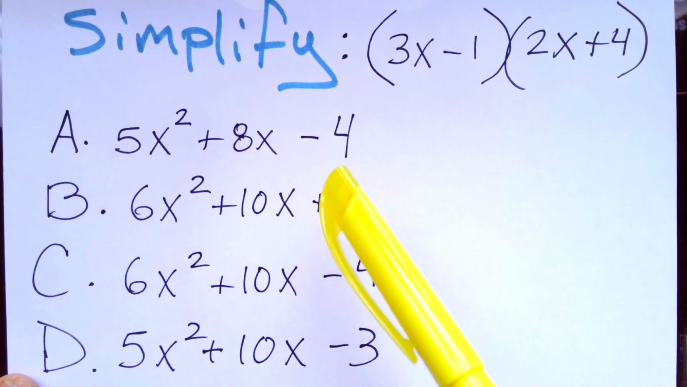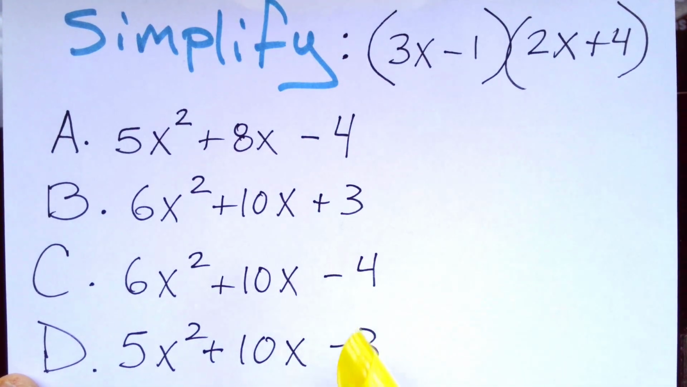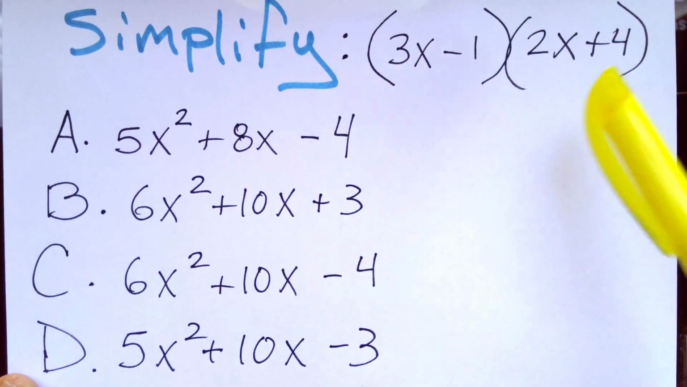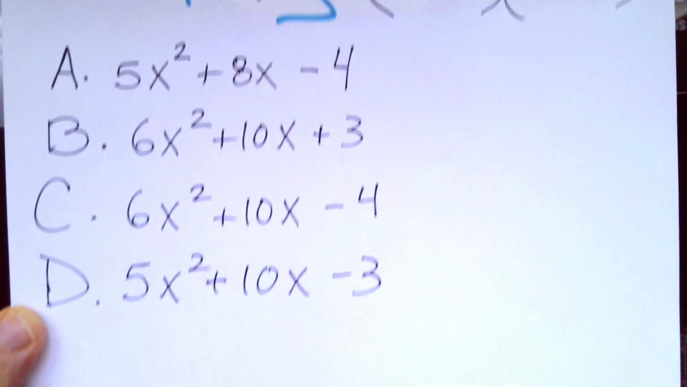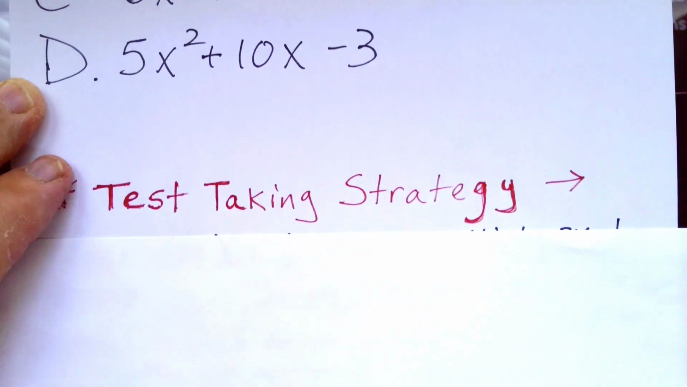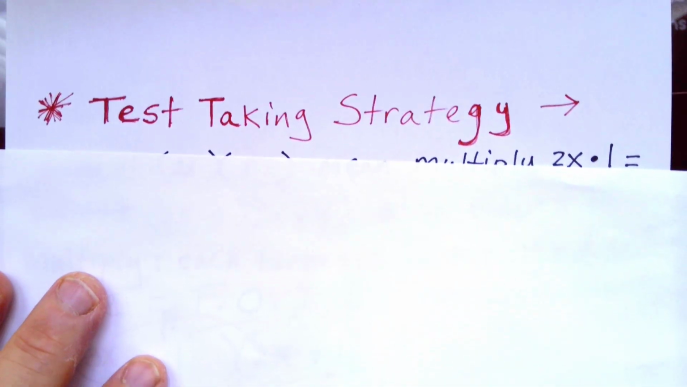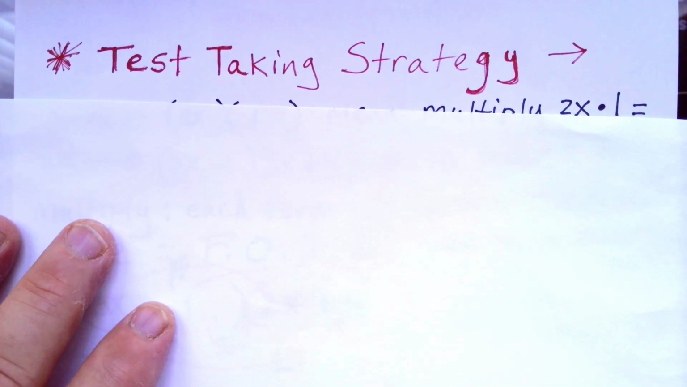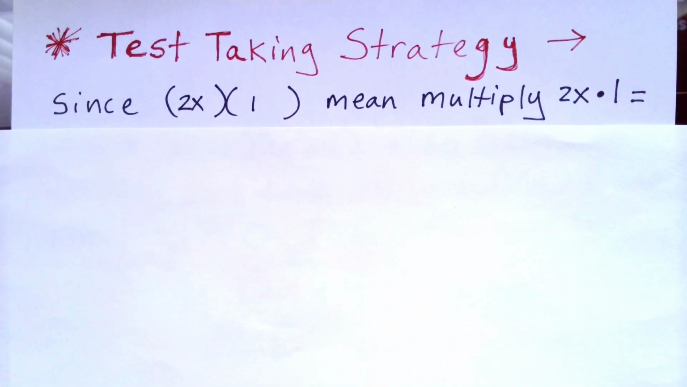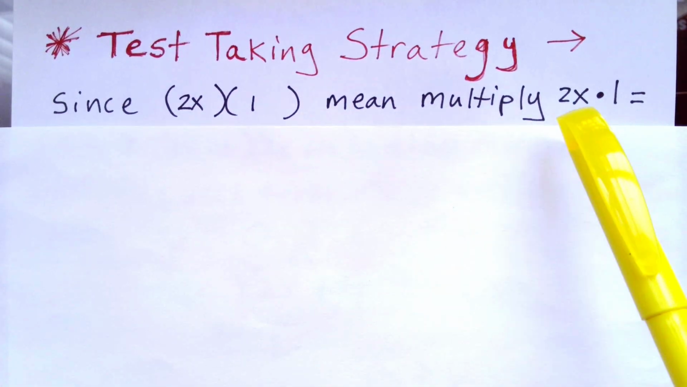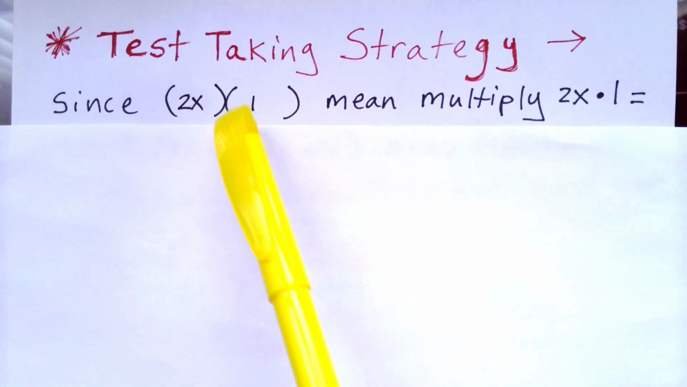I want you to take a look at these terms here for A, B, C, and D. -4, +3, -4, and -3. Okay? In relation to simplifying this particular expression. I want to show you this test-taking strategy now. All right? So, if I'm going too fast, please stop, pause, or rewind the video. All right. So, a term with parentheses means to multiply, like 2x times 1 is what this means here, right?